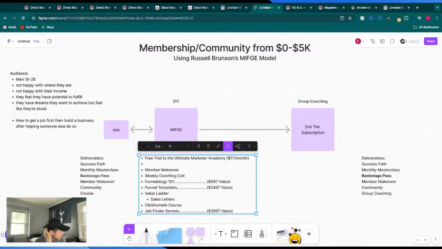How do we sell that? Member makeover. So essentially, step one is getting the job. Step two is being very successful at the job and upgrading your income, essentially. Getting so good at it that you can even build your own community, but also go more into freelancing, just getting really good at building funnels. So let's see. Member makeover.